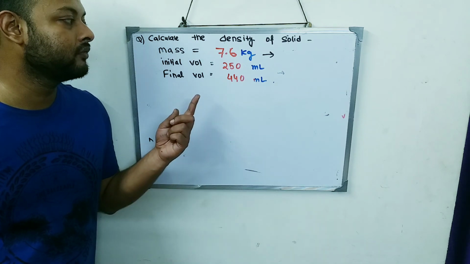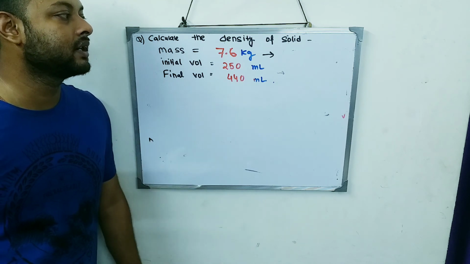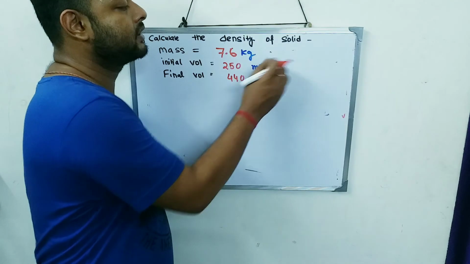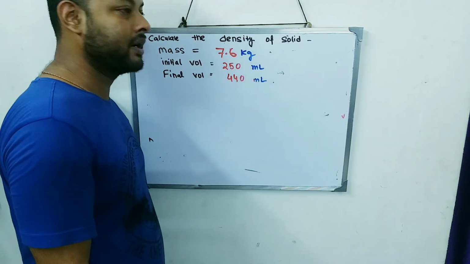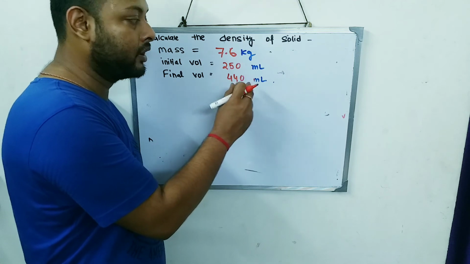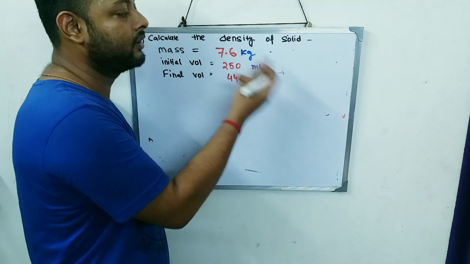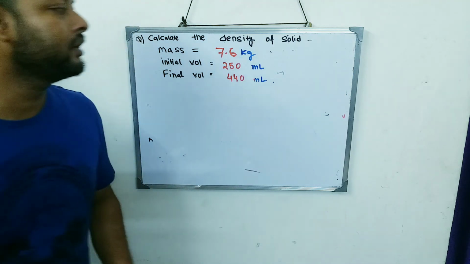Initial volume is 250, final volume is 440, and mass is 7.6 kg. You need to convert this kg into gram, multiply by 1000. You need to find the volume of the body by subtracting, then converting the ml into centimeter cube, then dividing that by that, and you ultimately get the answer.